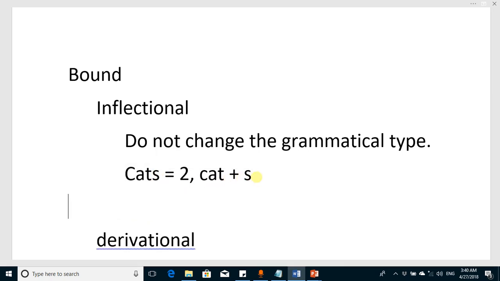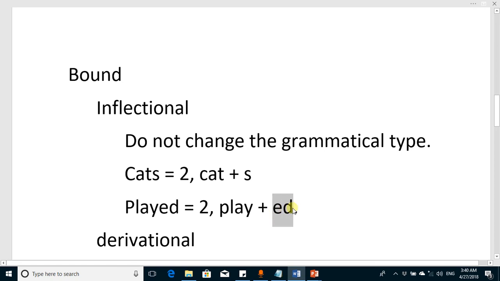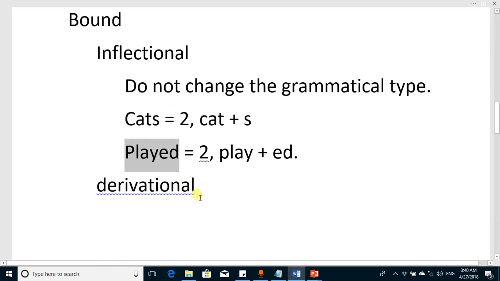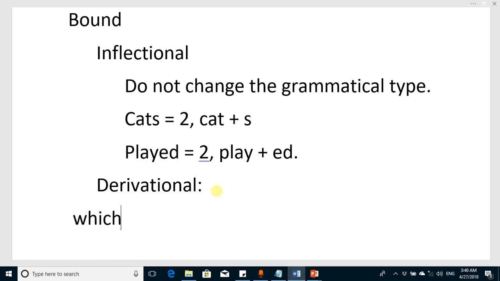Similarly, you can say played. It has two morphemes, play plus ed. Again, this ed could not change the grammatical type. Play was a verb, played is also a verb. So these are called inflectional morphemes. The derivational morphemes are those morphemes which change the grammatical type.